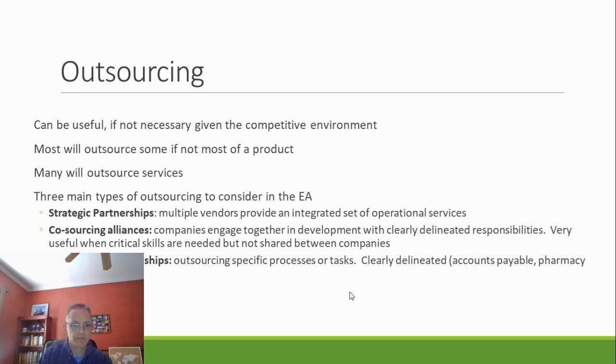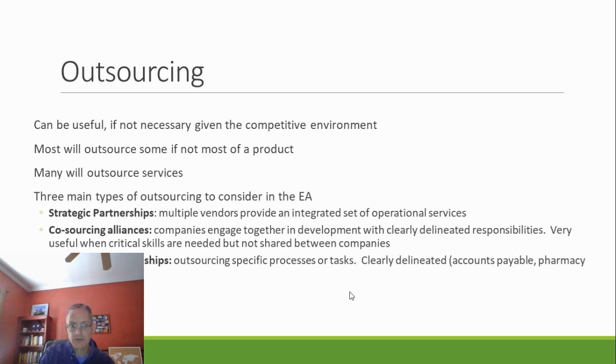There are 3 kinds that we talked about, I think, in your book. There are strategic partnerships, where multiple vendors provide an integrated set of operational services. So that's like, you do this part, you do this part, both use it, great. Co-sourcing alliances, where we engage together with clearly delineated responsibilities. Useful a lot of times when you don't have all the skill sets that you need, so it's more of a functional basis kind of partnership. And then transactional, which is really just processes or tasks. If you clearly delineate particular parts that someone's going to go do, that's really just having a supplier in.